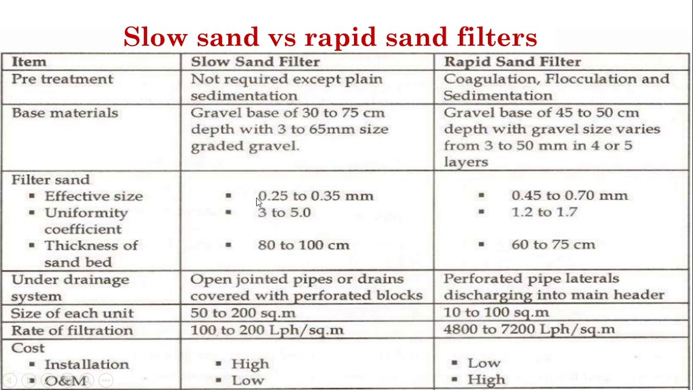Thickness of the sand bed will be higher for slow sand and lower for rapid sand. The under-drainage system for slow sand has open-jointed pipes or drains covered with perforated blocks, while rapid sand has perforated pipe laterals discharging into a main header. Size of the unit will be larger for slow sand and lesser for rapid sand. Tank size will be lesser for rapid sand. Rate of filtration will be higher for rapid sand. Cost of installation is lower for rapid sand, but its maintenance is higher. For slow sand, it is the opposite.